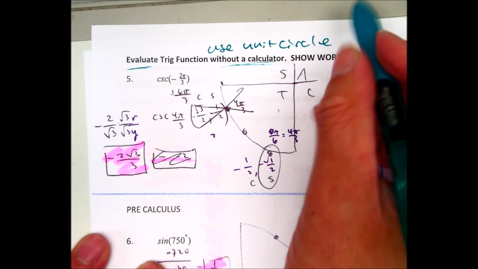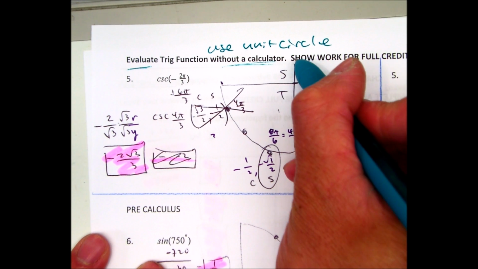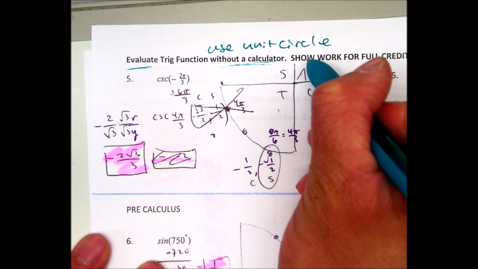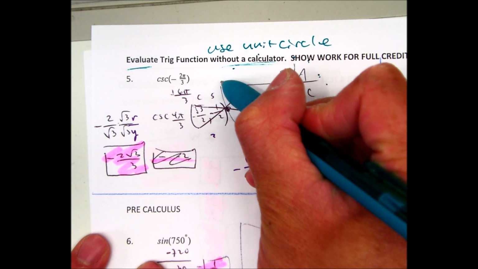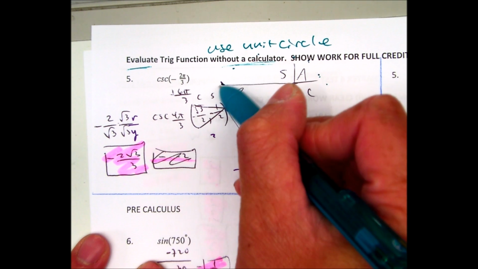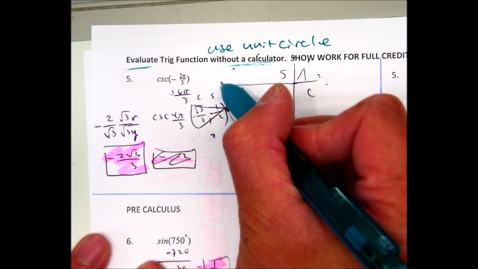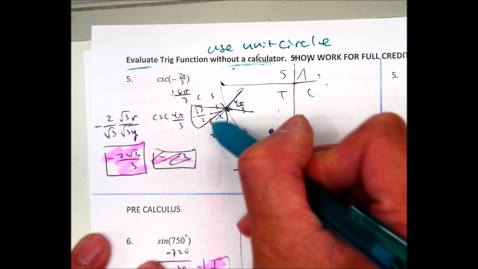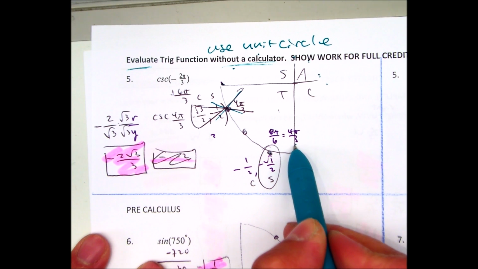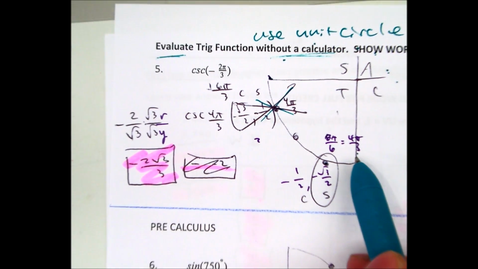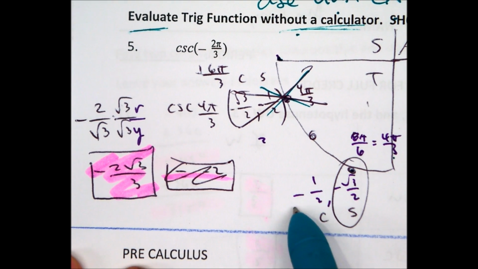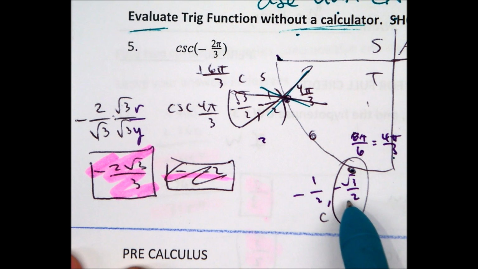Well, if I'm counting, 0, 1, 2, 3, 4, 5, 6. This one is 8 pi over 6. So 6, 7. That's why I crossed that one, I made a mistake. And there's 8. 8 pi over 6 reduces to 4 pi over 3. From here, my ordered pair is negative 1/2, negative radical 3 over 2.